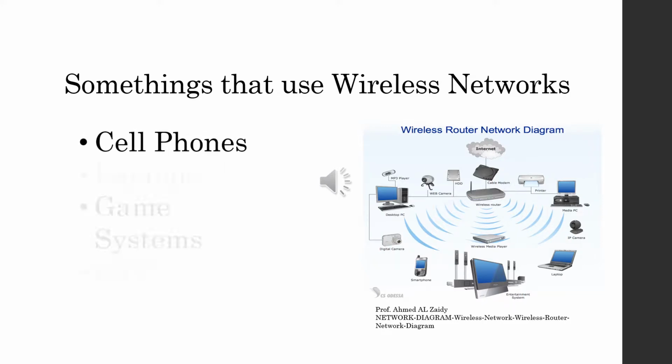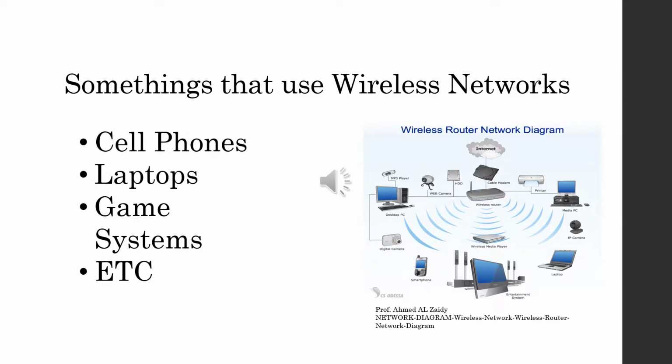Objects that could use a type of wireless network are, but not limited to, cell phones, laptops, game systems, TVs, routers, printers, headphones, remote.